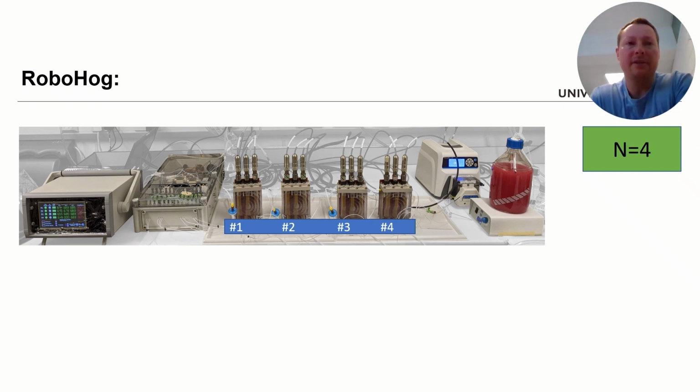So this is one rig of our RoboHog models. And what you can see here is 4 independent model vessels, RoboHog triple stage vessels here, that are fed with this ileokine media that mimics the in vivo chyme coming through into the cecum and the colon.